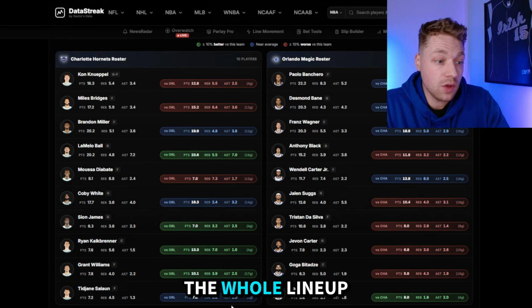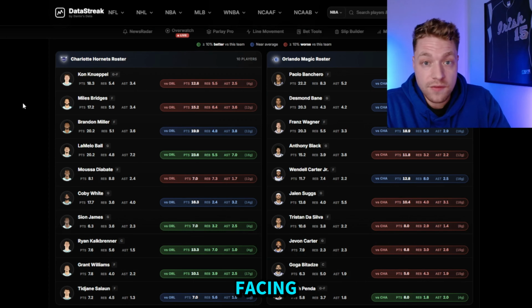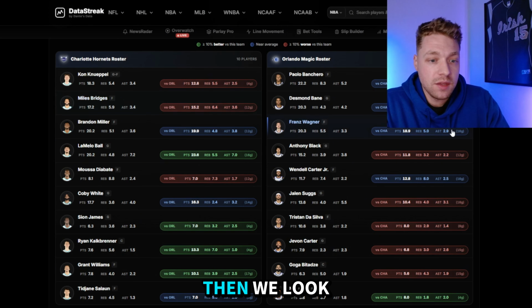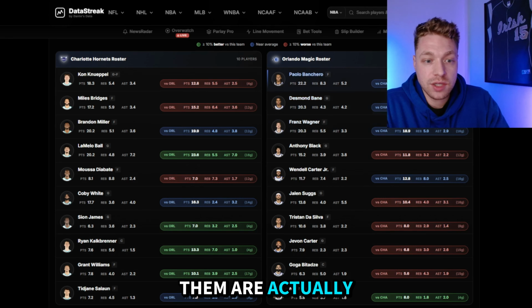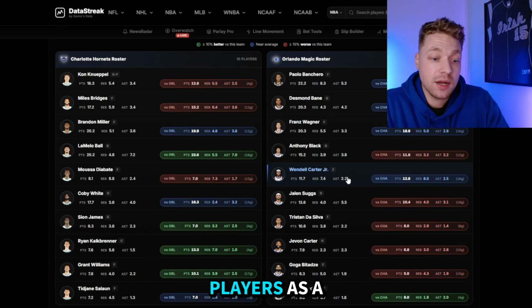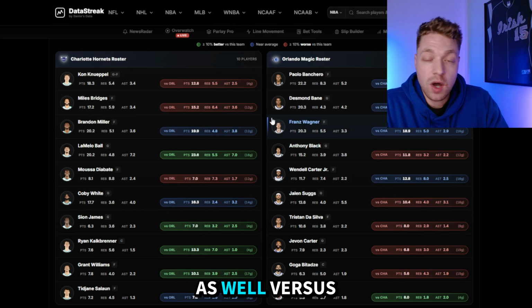If you see the whole lineup in green, you're like, wow, this team plays really well versus the opponent they're facing. They match up really well and have proven it historically because they've done better versus that team. Then we look at the Magic. A lot of them are actually in blue, which means about the same, or in red. So the Magic players as a whole, especially their bench players, have not played as well versus the Hornets.